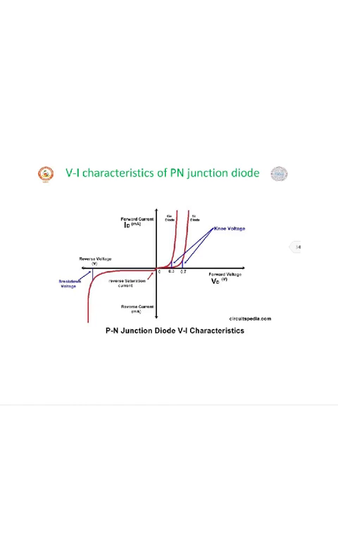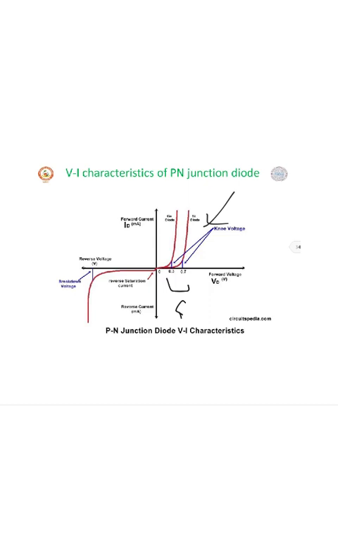Next, continuing increase of VF causes a rapid increase of IF, because the diode offers less resistance. The knee voltage is where the diode current starts to increase rapidly. If it is germanium, it is 0.3 volt. If it is silicon, it is 0.7 volt. Above the knee voltage, the diode current shows almost exponential growth. So these are the few characteristics of the forward diode.